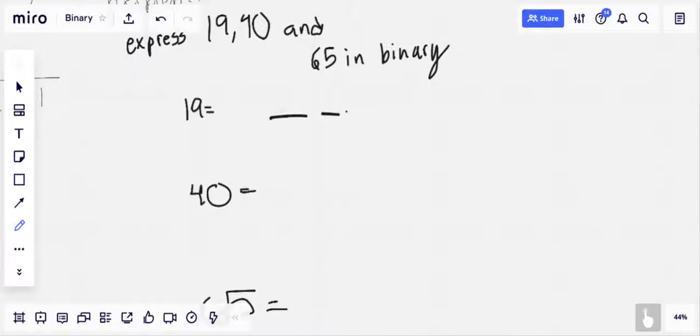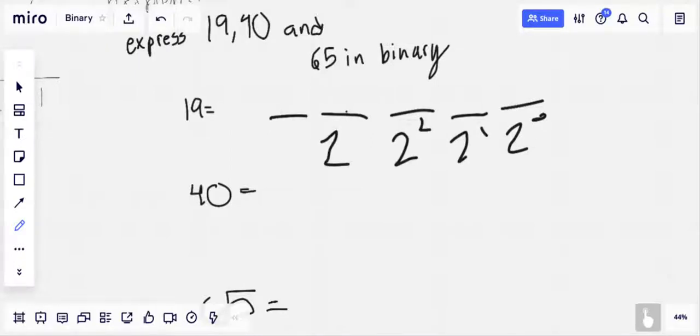So let's draw the place values: 2 to the power 0, 2 to the power 1, 2 to the power 2, 2 to the power 3, 2 to the power 4. We said 16 is our closest, so we write a 1 here. Now we've represented the 16, so all we have to represent now is the 3.